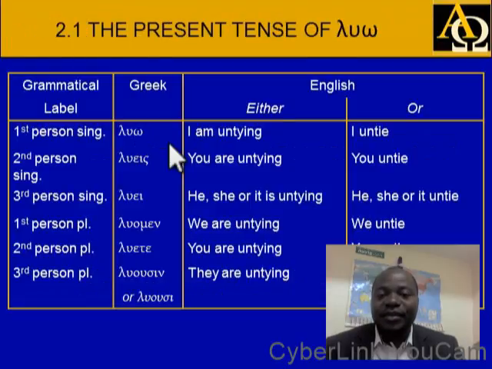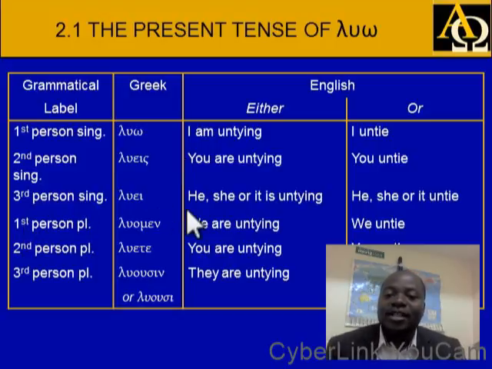We also looked at the present tense of luo, and by now we should be able to parse a present tense of the Greek language, and luo is a good example for us. And by now I don't need to emphasize the fact that you need to know the endings of the present tense, and that's what will help you with all the other verbs. And as you can see, you remember luo, lu is the stem and the ending is the omega.